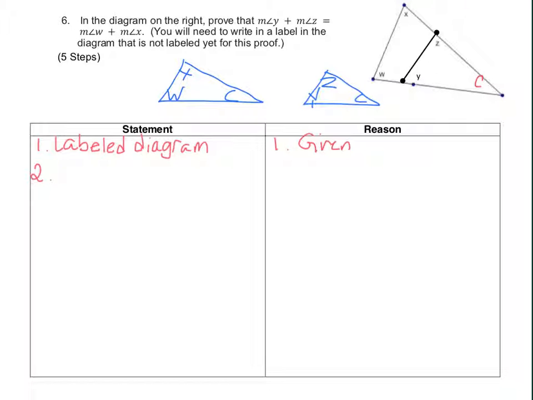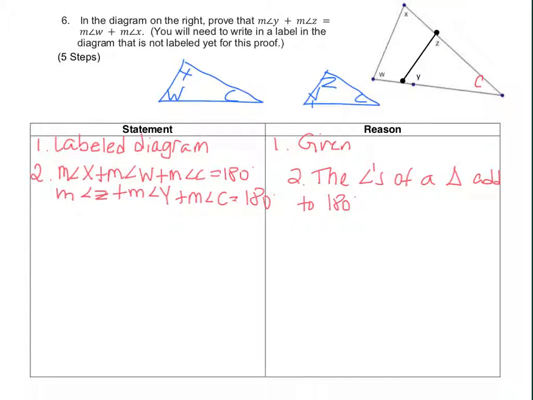Since I have triangles, I'm going to start by talking about the measures of their angles. Measure of angle X plus measure of angle W plus measure of angle C equals 180. That's the large triangle. I'm going to give you a minute to write the sum of the measures of the smaller triangle and write the reason, and then I'll come back.